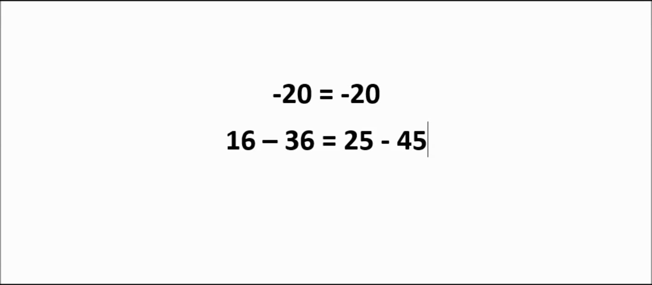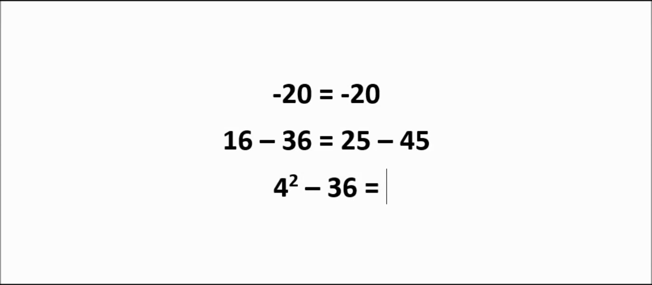Let's look at these two numbers over here, 16 and 25. They are perfect squares. 36 is also a perfect square, but we're not gonna write that in squared form yet. So we'll just take 4 squared minus 36 equals 5 squared minus 45. That's all we're gonna do right now.